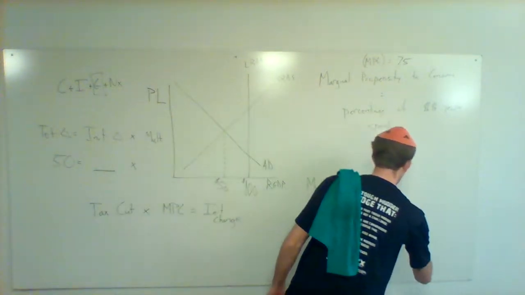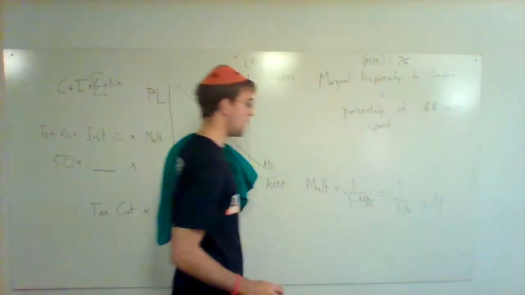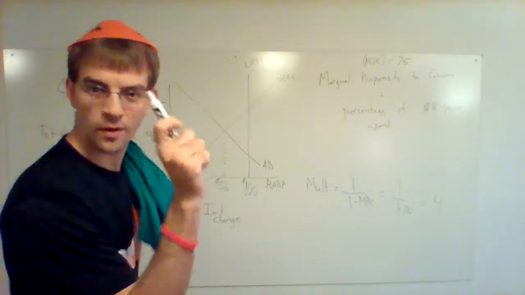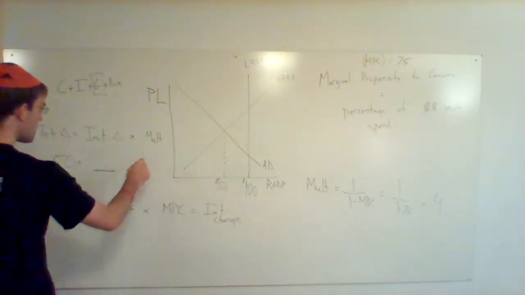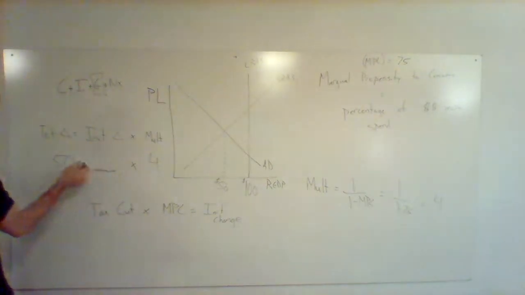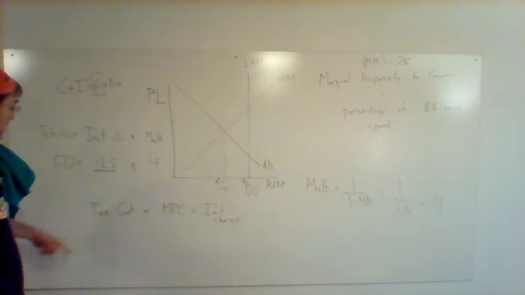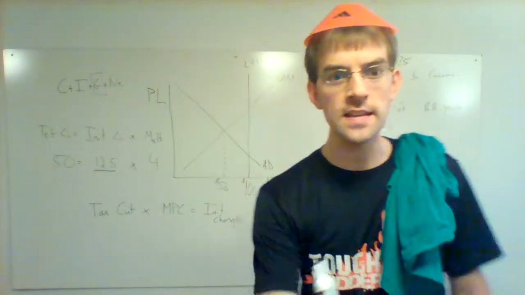Multiplier: 1 over 1 minus 0.75 equals 4. Now I know this is going to end up being tricky here, and I'm not going to know the exact answer when I get done with it, but I will find it out. So let's see, I got 4. That means here, this goes to 12.5, I believe, right? So, I lost my hat again. 12.5, but that is not our answer.